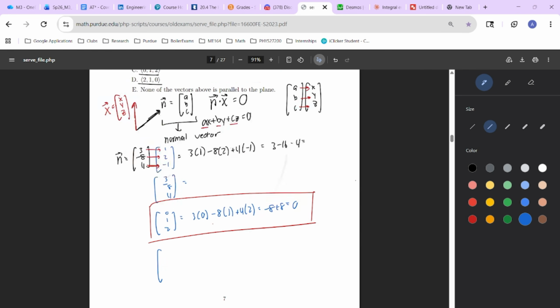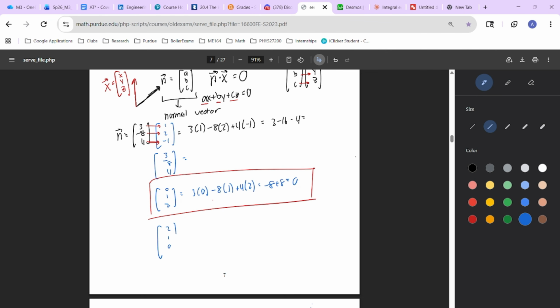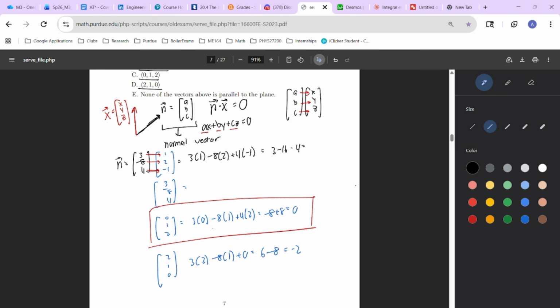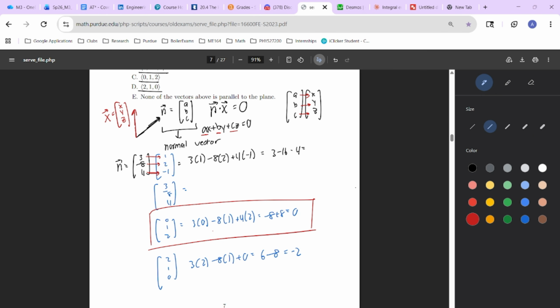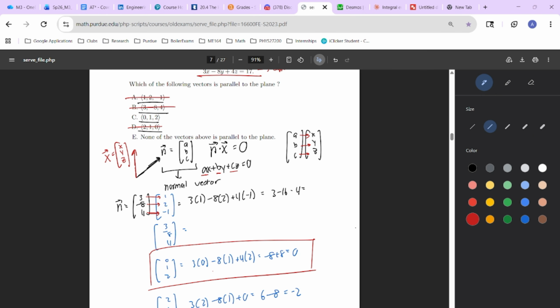The last vector is 2, 1, 0. We dot that with our normal vector. We get 3 multiplied by 2 minus 8 multiplied by 1 plus 0. That would be 6 minus 8, which is negative 2. That would not be parallel to the plane, and that would likewise not be our answer. So you can pretty much see that C would be the answer to this problem. And since we have an answer, E is not an answer to the problem either.